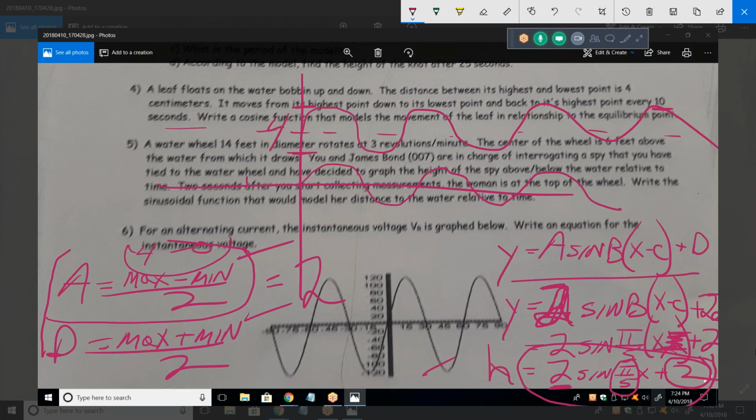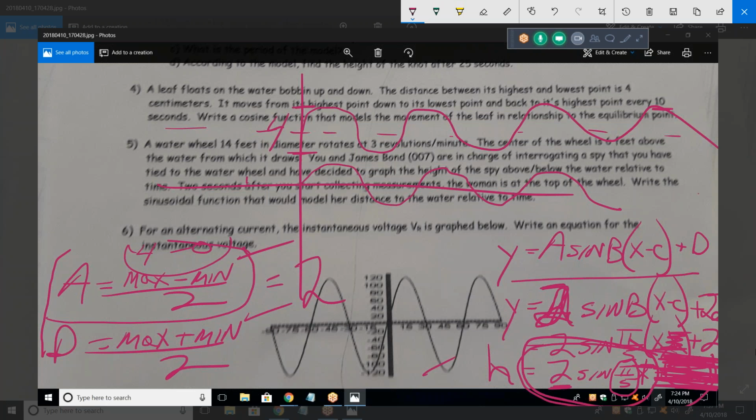So I'm not even sure that there is a D needed. There isn't. In other words, that's the answer. 2 sine of pi over 5x. Not x, actually, but t. When you really get into these sinusoid functions, you will realize that x is never x, it's always t.